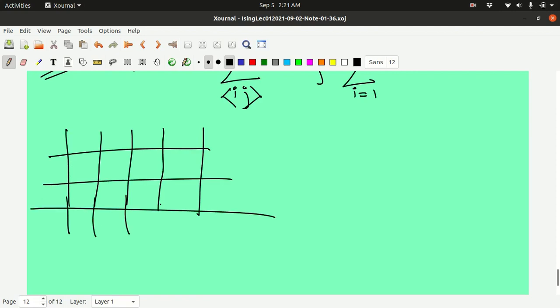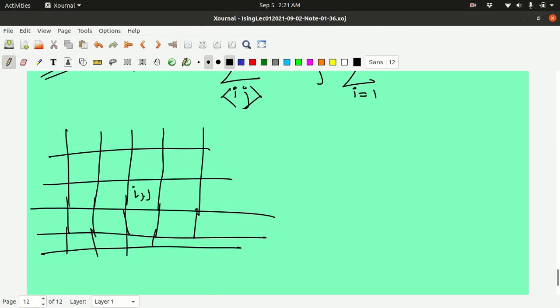Sorry for my bad drawing, but still understandable, I guess. So here and then this thing. Let's say you have a spin like here, this is i comma j, then your neighbors are the following. This is i plus 1 comma j, this is i minus 1 comma j, this is i comma j plus 1, and this is i comma j minus 1. So these 4 are the neighbors of this ij spin.